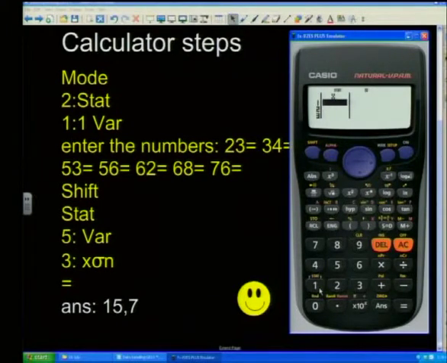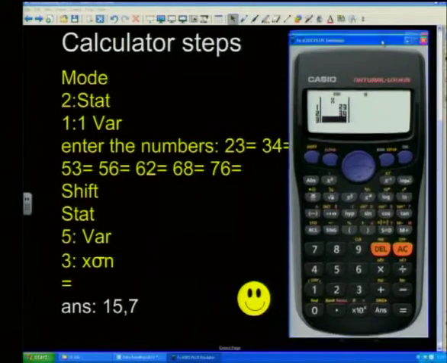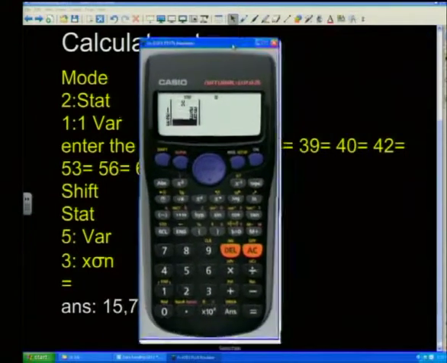Okay, so let's start. First thing you do is you enter 23. Okay, and we go equals, and you see it pops up into that column under X. Really easy. Then we're going to go 34 equals. Okay, and I can't see the other numbers, so I'm just going to move this across.